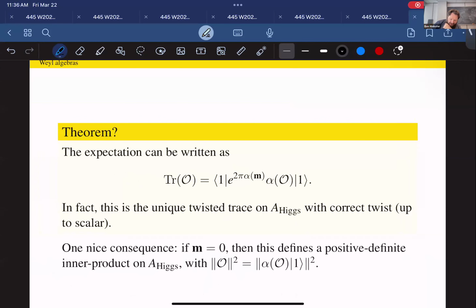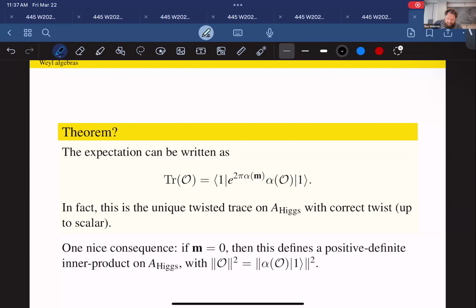All right, so the expectation can be written as a pairing between vectors in here. And you can check here actually on the Weyl algebra, there's only one twisted trace up to scalar, and this is one way of writing the unique one. And if I normalize the pairing between bra and ket correctly, then I'll get the answer I expected from other physical means.